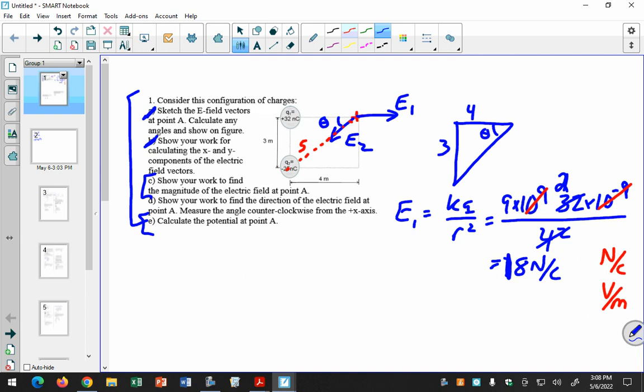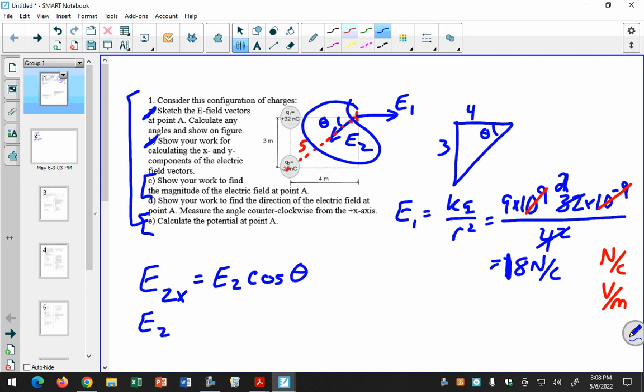Once you get the magnitudes of E1 and E2, your next step is to figure out what are the x and y components. So you do E2x. That's going to be E2 times cosine of theta. And then E2y will be E2 sine of theta. So you find those x and y components.